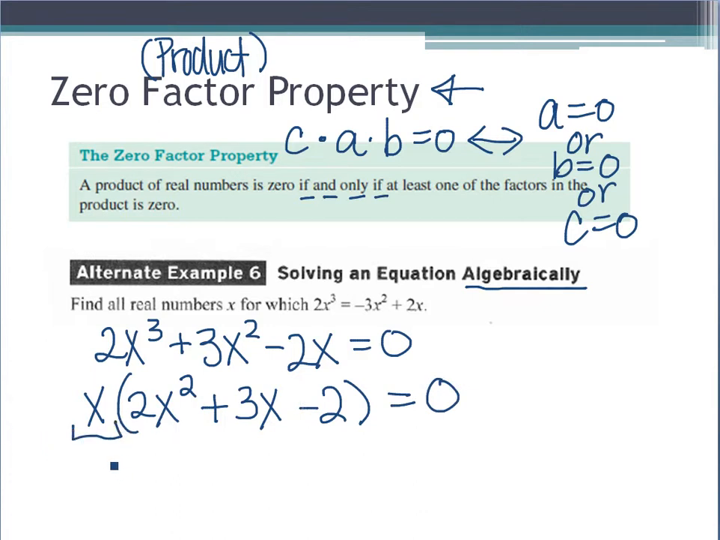Already I know one answer. Whenever we take an x out, that means x equal to 0 would make this true, right? If I plug a 0 into all of these, this all would equal 0. So then that leaves us with a quadratic.